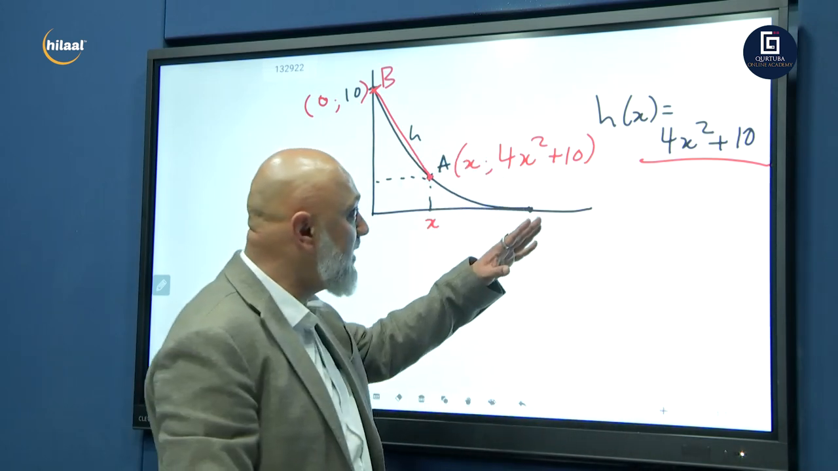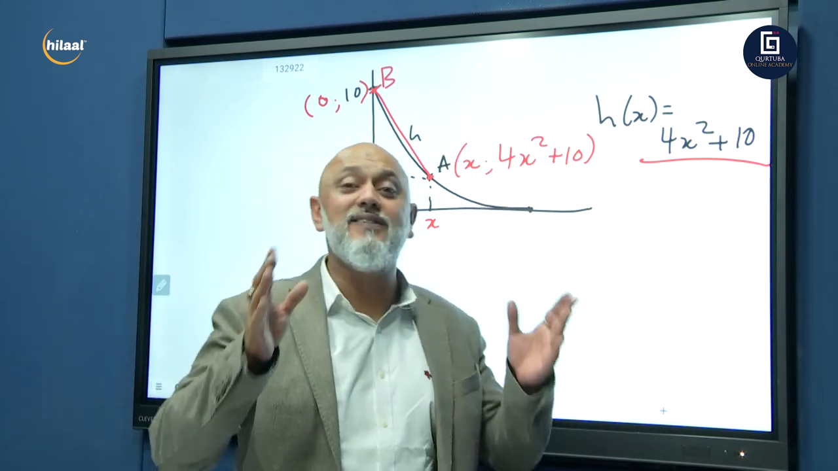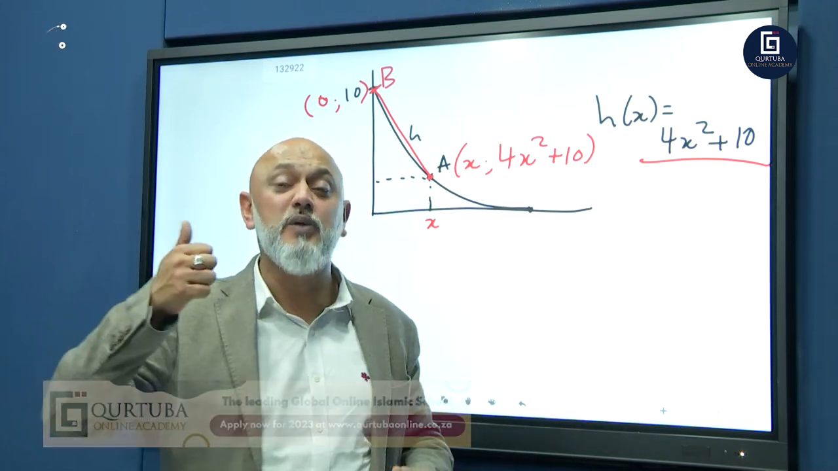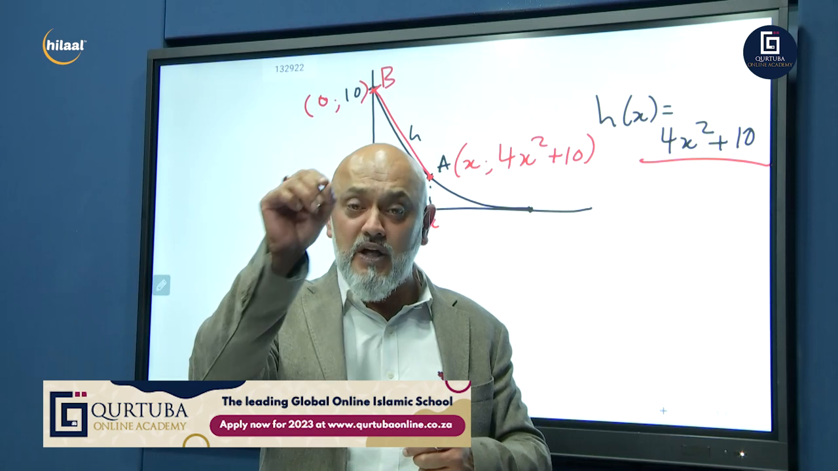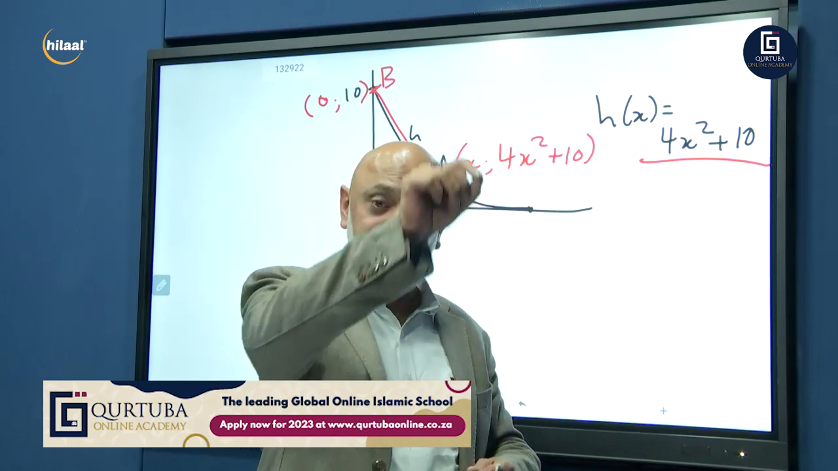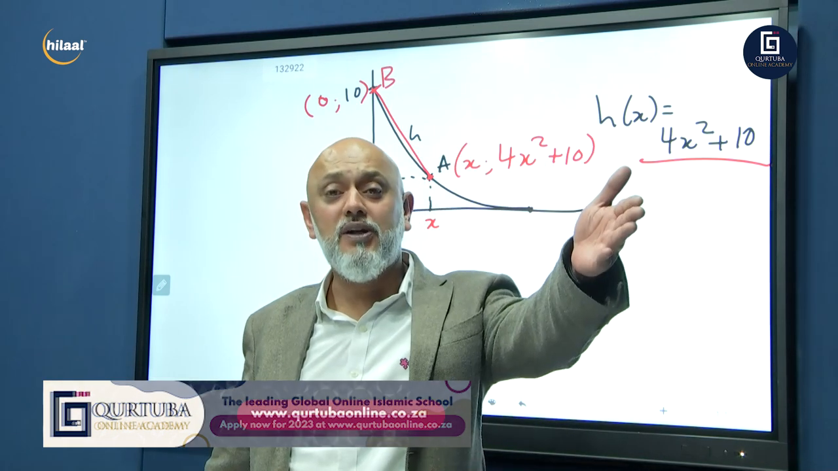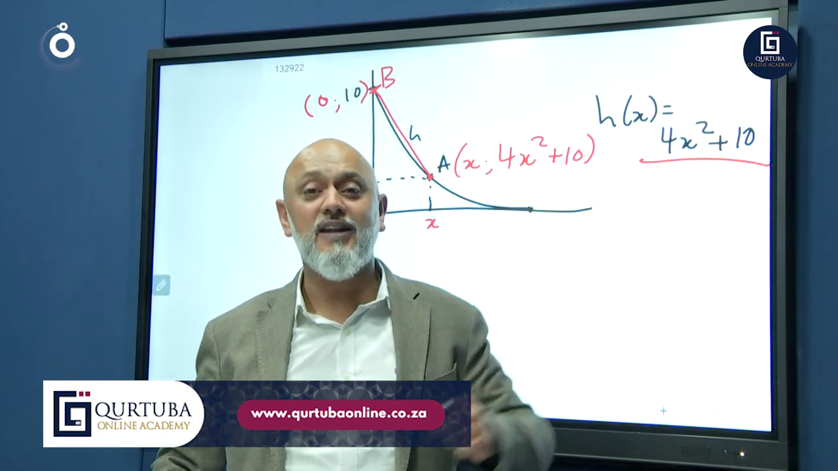Guys, I hope you're following. This was the end of the second part. The first part we did was shapes. The second part that we did was graphs. If they don't give you an x value, you put x. And its y value, you put it as the function value on that function.